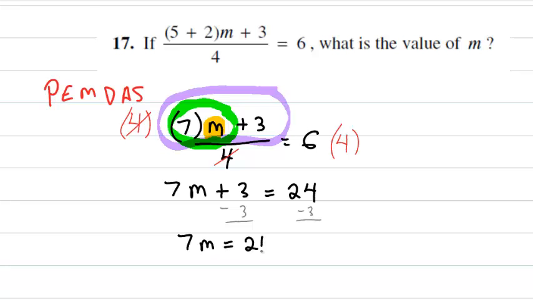7M equals 21. Then we're going to go ahead and just get M by itself by dividing by 7. And M equals 3. So what's the value of M in this problem? The answer would be 3.